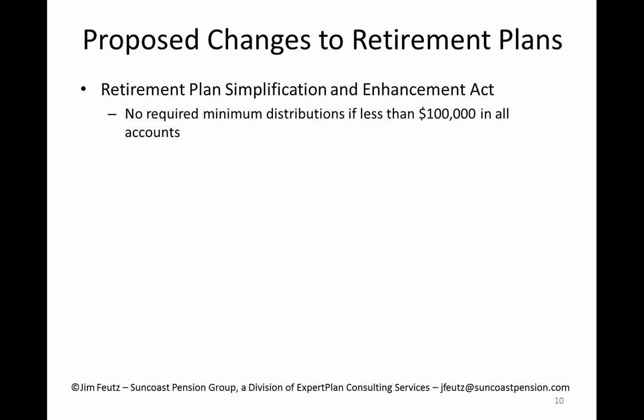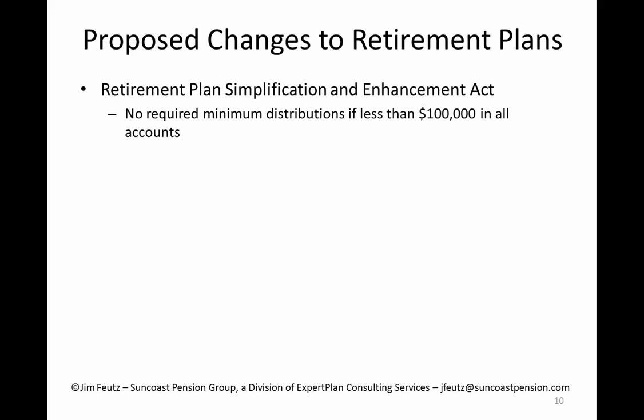Well, this does have some good provisions in it, but the first thing would say that if you're taking minimum required distributions because you're over 70.5 and your balance drops below 100,000 in all your plans together, both defined benefit, IRAs, and 401k and profit sharing, then you don't have to take any more minimum distributions.